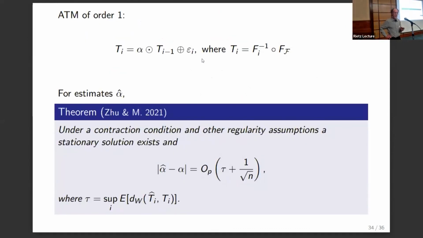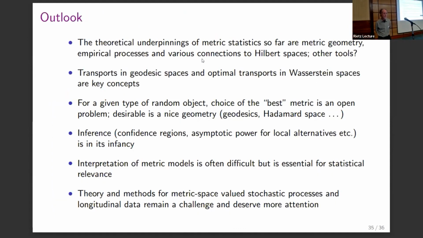We brought some consistency, but I'm running out of time, so let me come to my last slide. The theoretical underpinnings of this potentially emerging field of metric statistics are metrics, geometry, empirical processes, and connections to Hilbert spaces. Maybe there are other important concepts. We have seen that transports in geodesic spaces, optimal transports in Wasserstein space, especially in the one-dimensional Wasserstein space, are key concepts. The choice of the best metric is an open problem. You want a nice geometry if you can, like geodesics should exist, or at least maybe you can get a Hadamard space, depending on what you have.